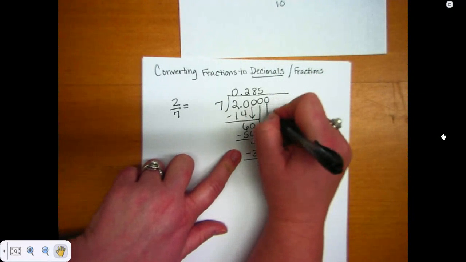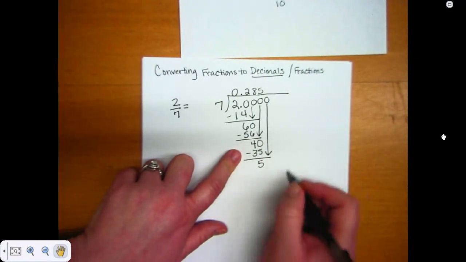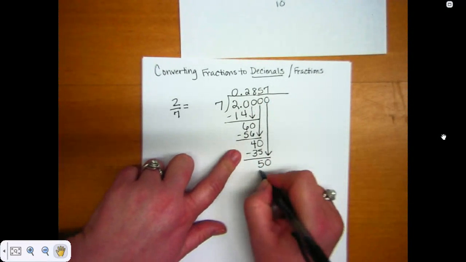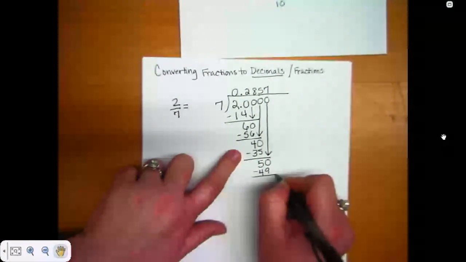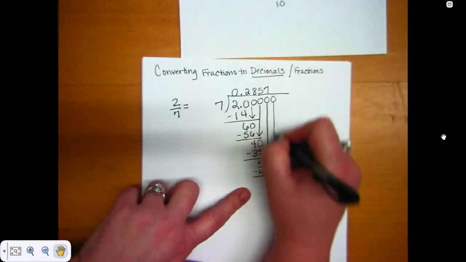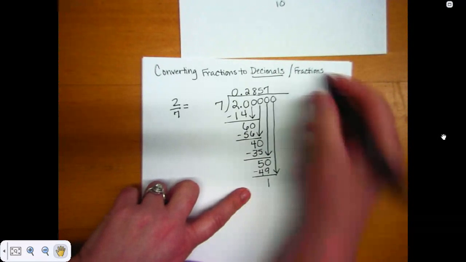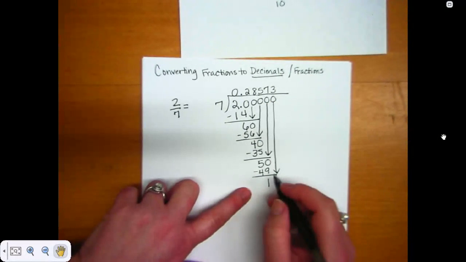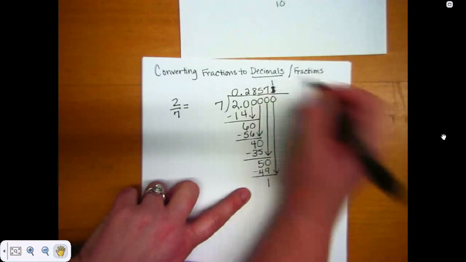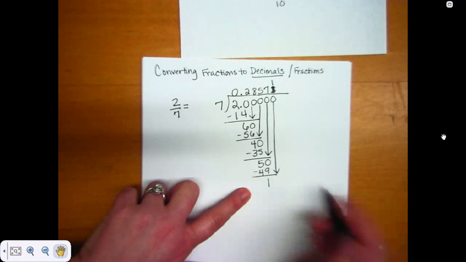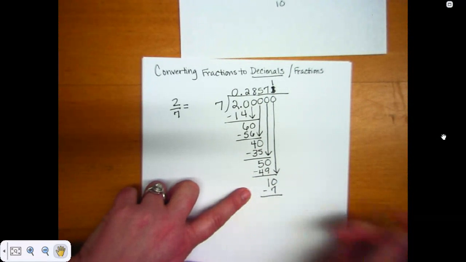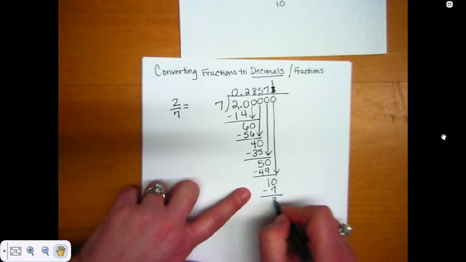Add another 0. Bring it on down. 7 will go into 50 7 times. So 7 times 7 is 49. 50 minus 49 is 1. Add another 0. 7 will go into 1 3 times. No, 1 time. I don't know why I said 3. 1 time. 7 times 1 is 7. I know why, because 10 minus 7 is 3. That's what I was thinking.